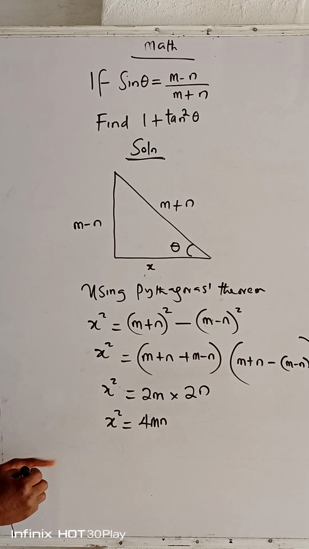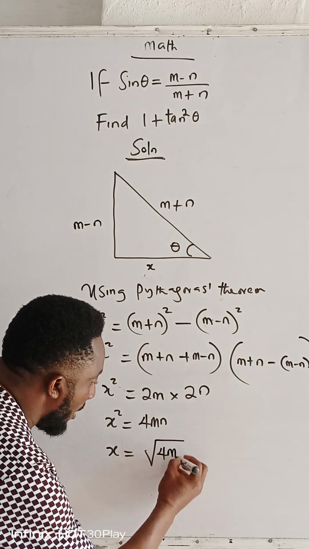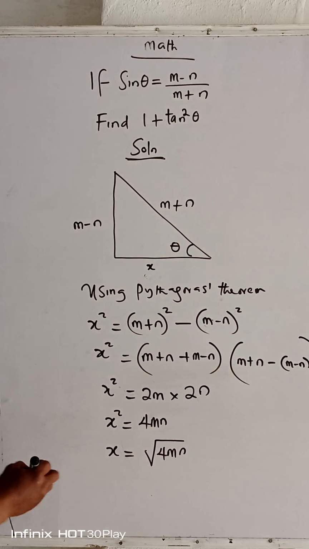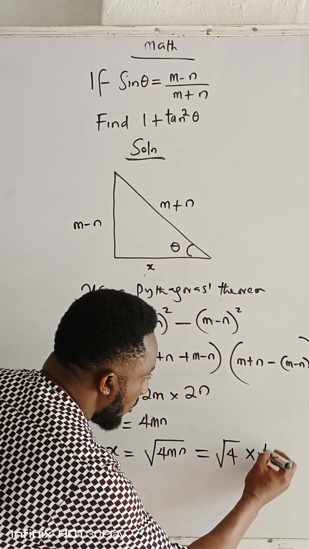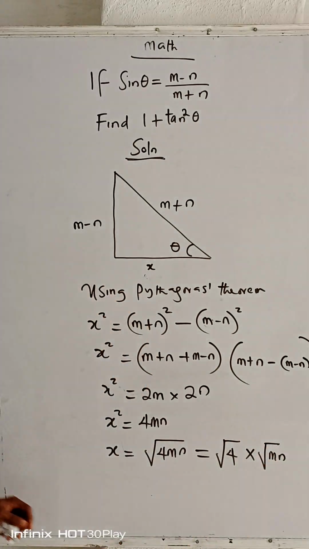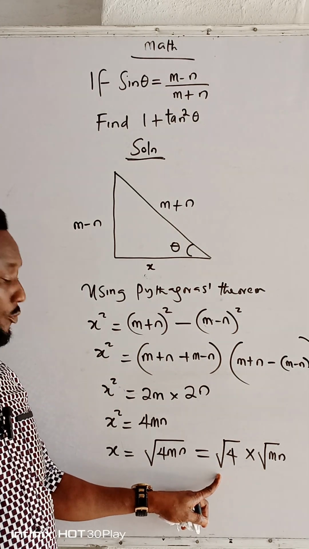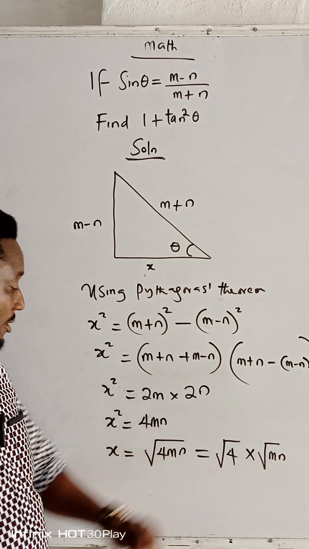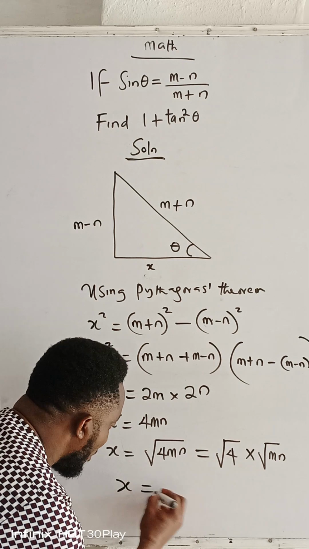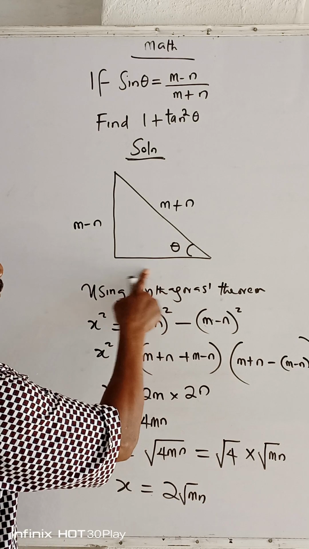Now, if we take the square root of both sides, the value of s is going to be the square root of 4mn. This implies that I should take the square root of 4, multiply the square root of mn. Now 4 is a perfect square, so the square root is going to give us 2. mn is not a perfect square, the square root will be a surd. So s at the end of the day is 2 root mn. So with this, we are home and dry.